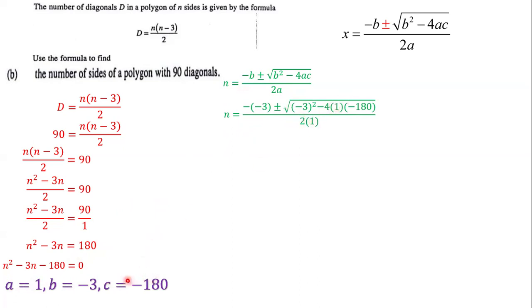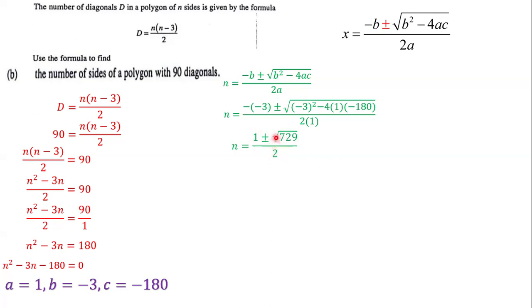And c is equal to -180, so that's why we put -180 right here. Next, we evaluate the expression underneath the square root. We have -3 squared minus 4 multiplied by 1 multiplied by -180, and this expression is equal to the square root of 729. So n is equal to 1 plus or minus the square root of 729, all over 2.